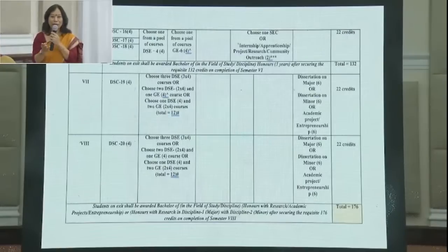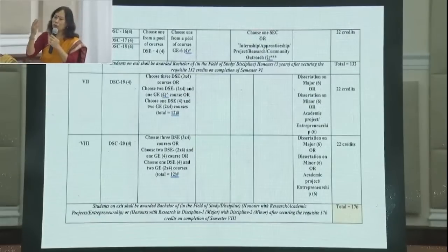So therefore, if he has a research bent of mind, the student may choose to write a dissertation on that particular major, that single discipline, or in case he has developed a flavor in a particular GE, to make it a minor, he may also write a dissertation on the minor. Or if he wants to look at the interplay or interdisciplinary research on the minor and major together. But then a student may not want to go for a dissertation also. Then he can choose academic project as a track. Or third, the student may also choose.